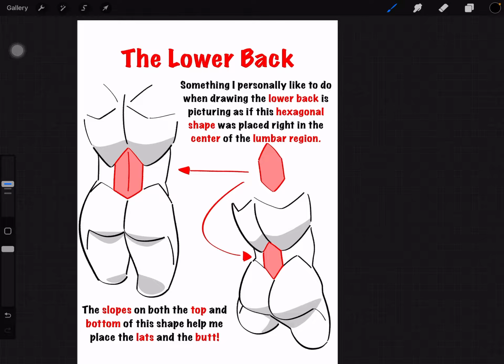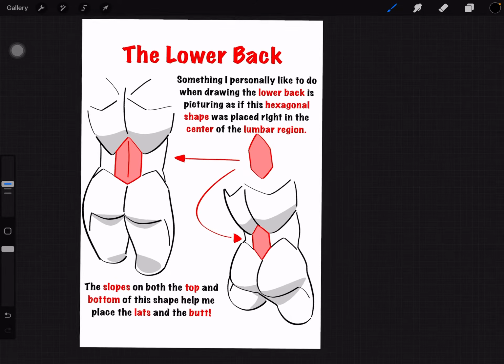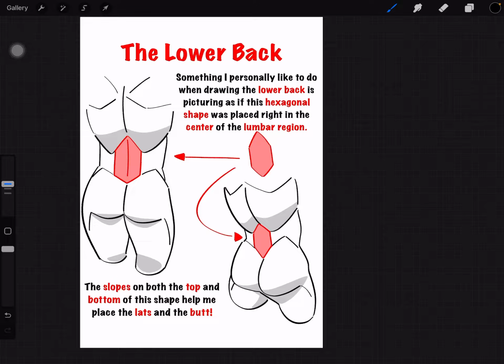And real quick, I just wanted to make this supplementary video for the tutorial that I posted earlier in regards to drawing the lower back. Ronald Cypress, shout out to you, bro. I know you requested a video about the lower back.